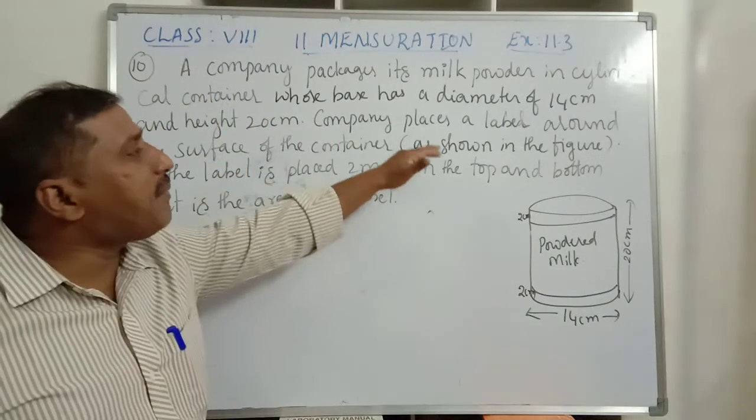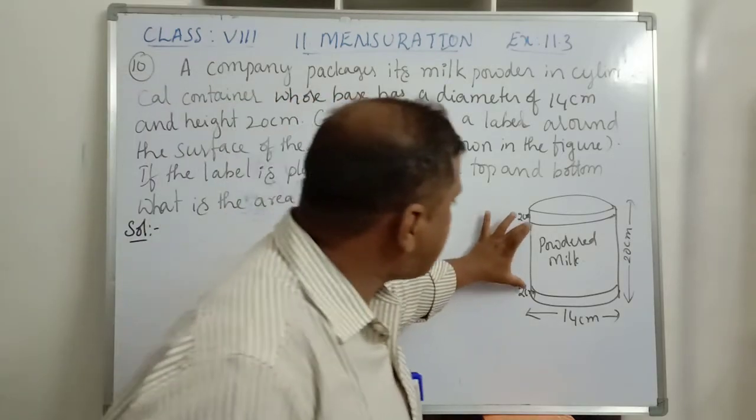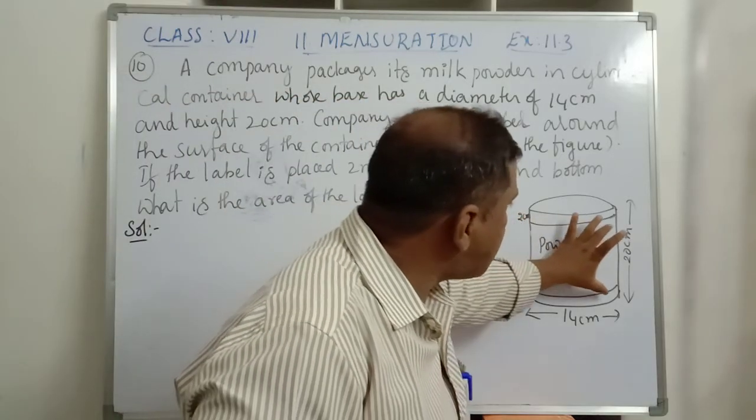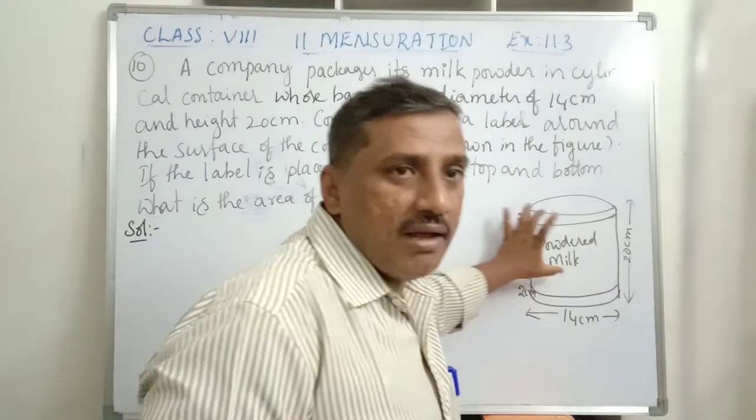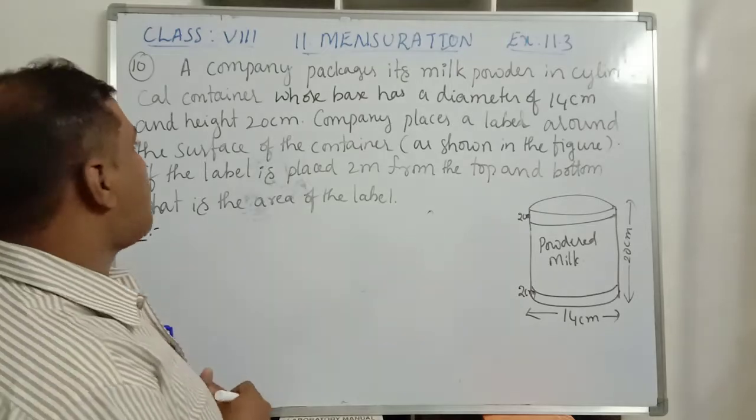Now the company places a label around the surface of the container. So this is the label. This portion is the label about the company. That is, the company name will be placed around the container.